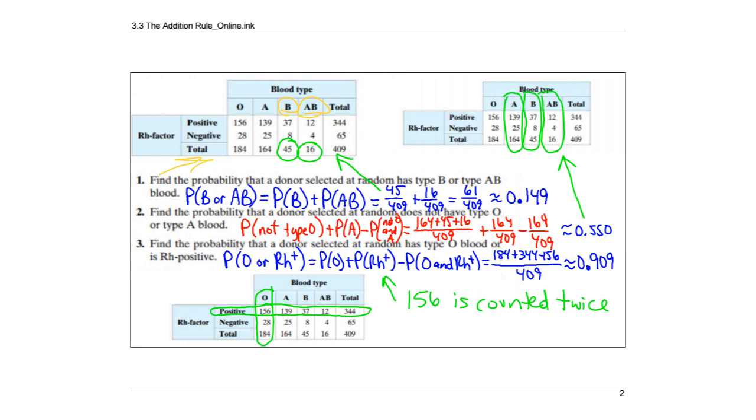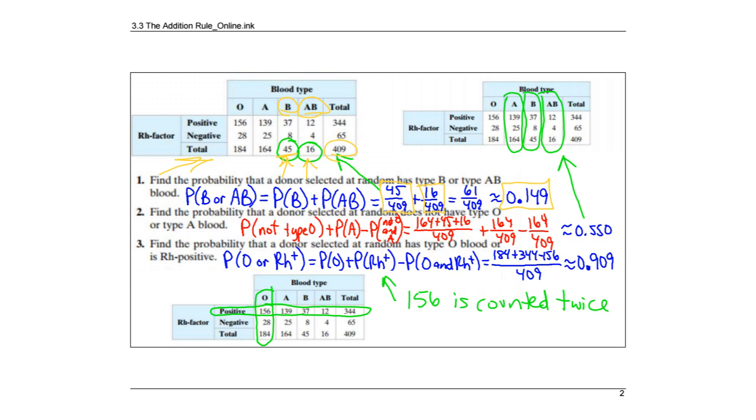These are mutually exclusive, so I can just take the probability of B, which would be 45 over 409. That's what I have right here. And then I can take the probability of AB, which is 16 over 409. That's right here. I'm going to let my calculator add them together and turn it into a decimal. And so I get that the probability that a donor selected at random has type B or type AB is 0.149, not very high.